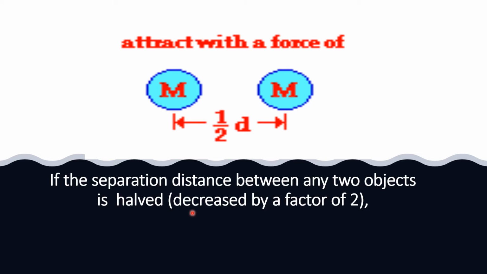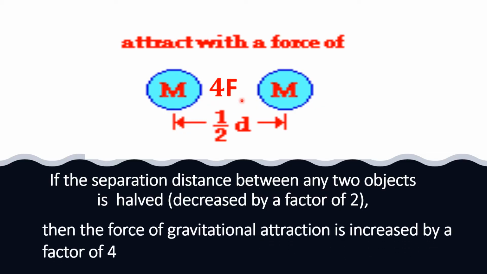Nahati siya, or it is decreased by 2. So, nag-decrease by 2, medyo mas naging malapit sila sa isa't isa. So, ang force niyan dapat mag-i-increase kasi nga inversely proportional ang distance. The square of the distance is inversely proportional to the force between them. What will happen to the force between them? Okay, so the force between them will be increased by a factor of 4.